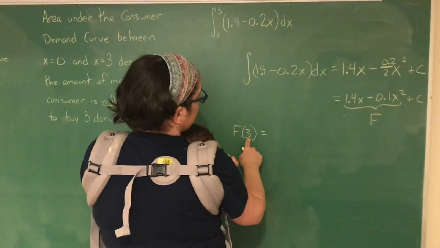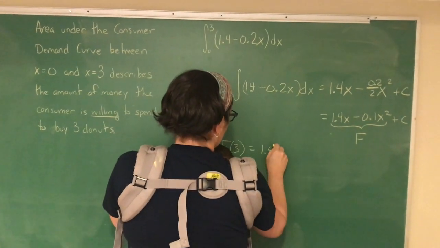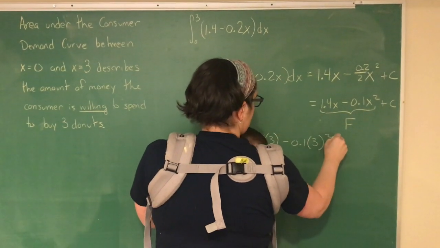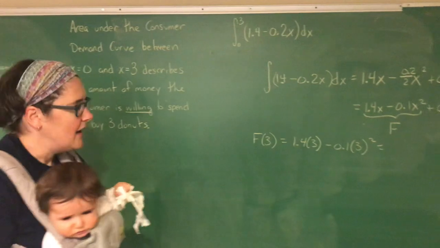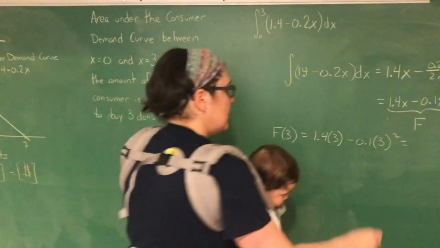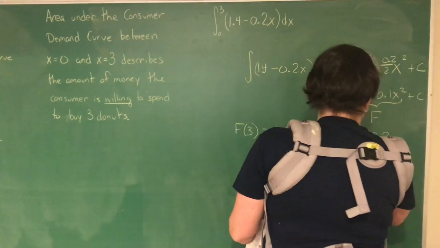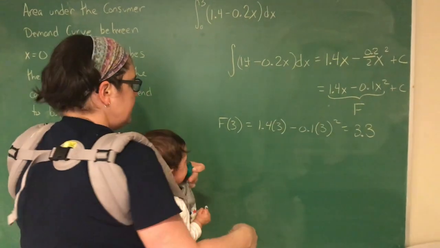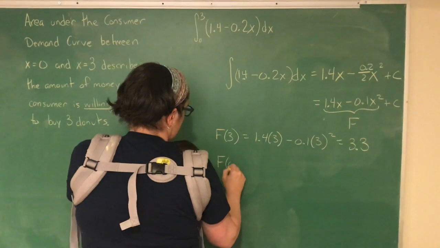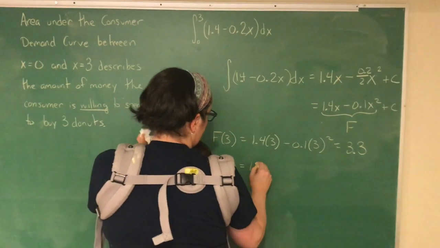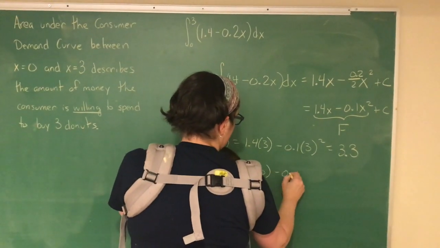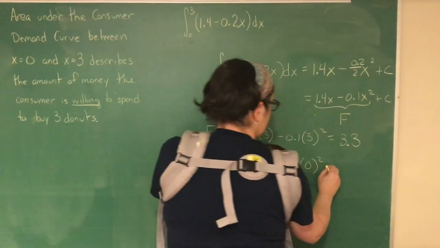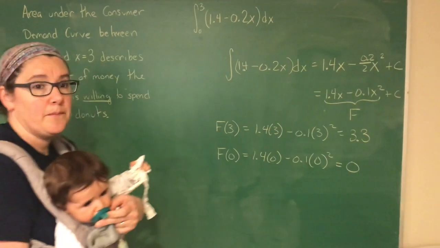Capital F of 3 will be 1.4 times 3 minus 0.1 times 3 squared. And I checked that ahead of time and I got a value of 3.3, but you should check that as well. Then I'm going to plug in 0. So capital F of 0 will be 1.4 times 0 minus 0.1 times 0 squared. All of that's going to be equal to 0.